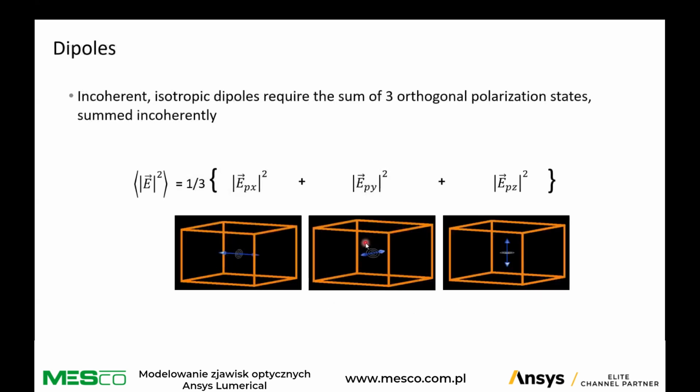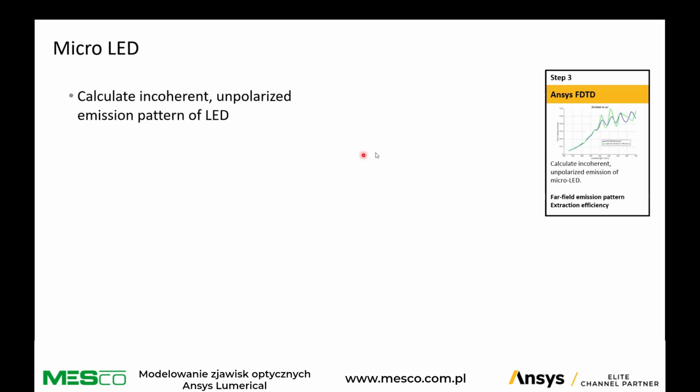But if we're talking about dipole illumination, as we will do in the micro LED workflow, then we need three simulations. Actually, we need three orientations along the X, Y, and Z axis, and we combine incoherently these results by averaging the absolute square value of the fields. So that's how we get incoherent and unpolarized results out of the FDTD method. And this is what we're going to simply apply for the micro LED simulation.